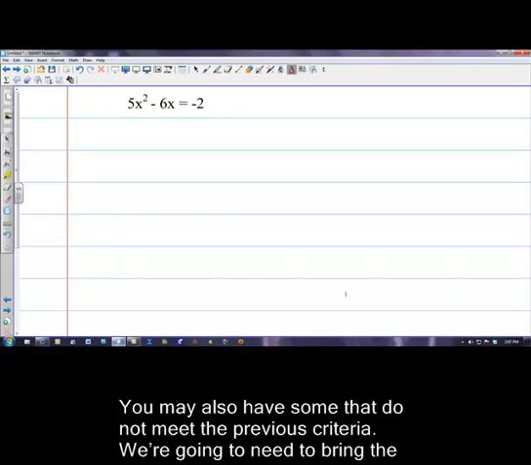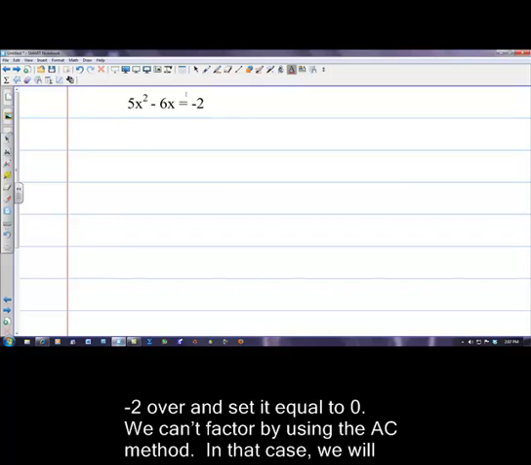You may also have problems that don't necessarily meet the criteria we just talked about. In this one, the problem does have that x value right there. It has a negative 6x, but it's still not in the format that we're used to in that it's not set equal to 0. So we're going to need to bring the negative 2 over and set this problem equal to 0.